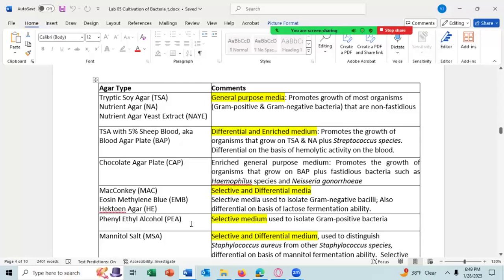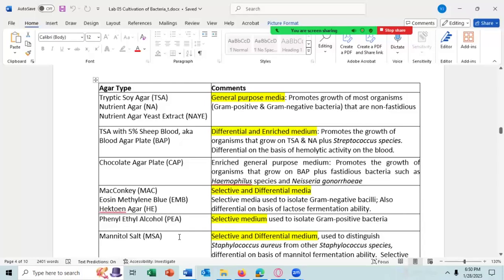And then we have a selective medium. PEA is the only media we use which is only selective. PEA has phenyl ethyl alcohol in it, what's called PEA or phenyl ethyl alcohol medium, which selects against gram-negatives. PEA gets on the cell wall of gram-negatives and then prevents the cell from growing. So it selects against gram-negatives and therefore selects for gram-positives.